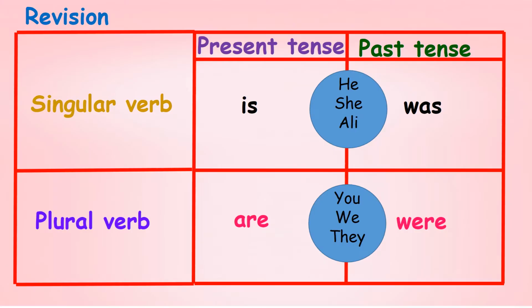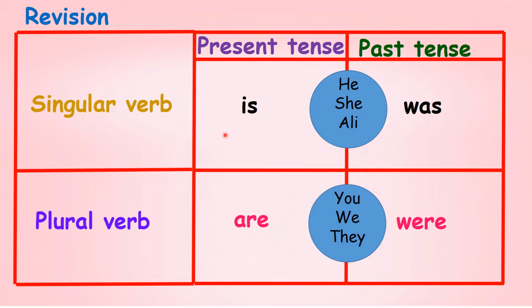Okay, boys and girls. Firstly, let's do some revision about the topic we have learned before, which is the use of was and were. For singular objects such as he, she, dia. He, dia untuk lelaki, and she, dia untuk girl. And Ali. These words are singular untuk satu, seorang.